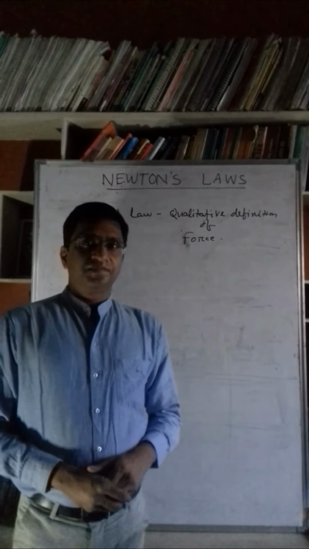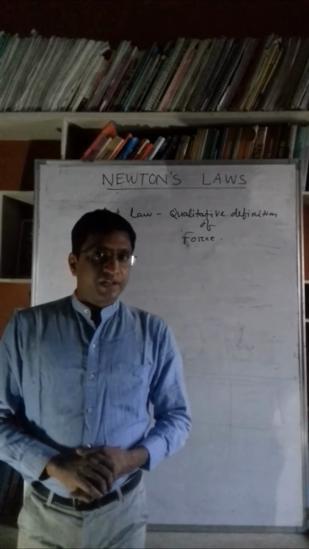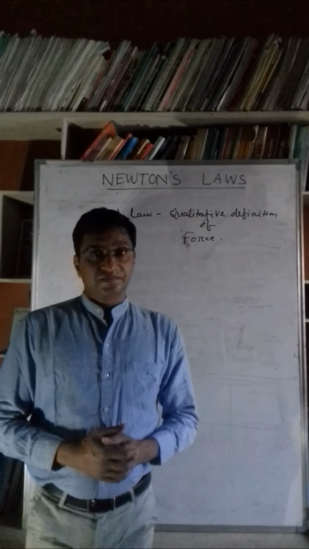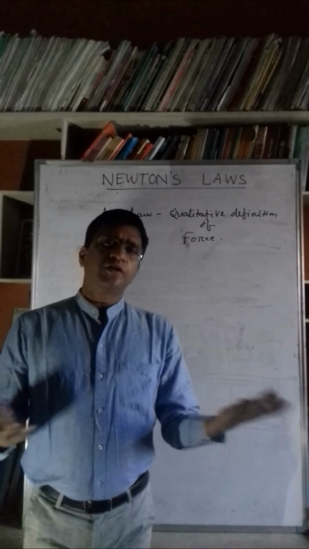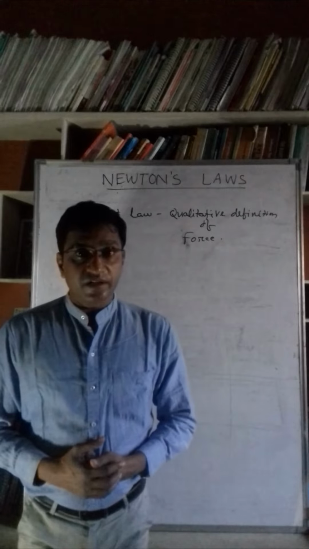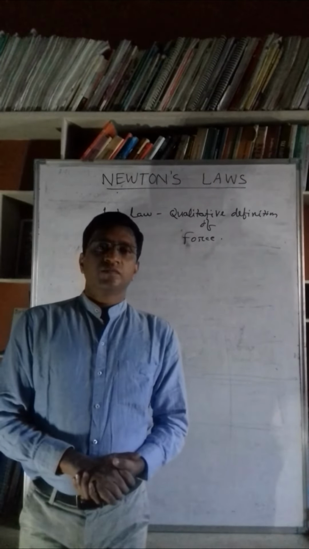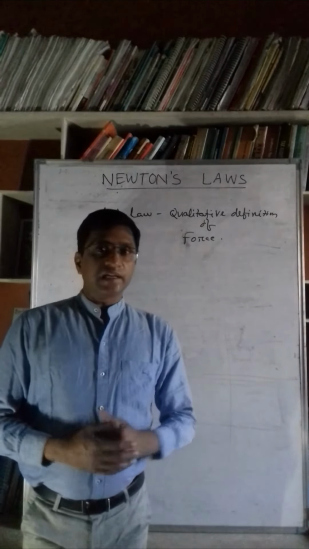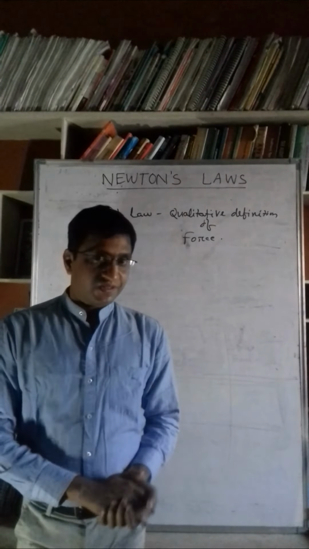Another important thing Newton's first law tells us is inertia. Inertia is that property of a body by virtue of which a body is reluctant to change its state of motion or rest. That means a rest body tries to remain at rest, and a moving body tries to move with uniform velocity and in a particular direction. This property of objects is known as inertia. Inertia of objects is directly proportional to the mass of the object.